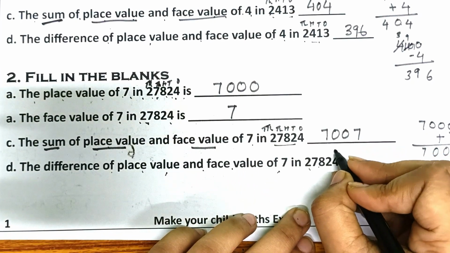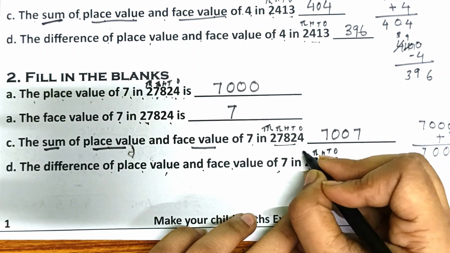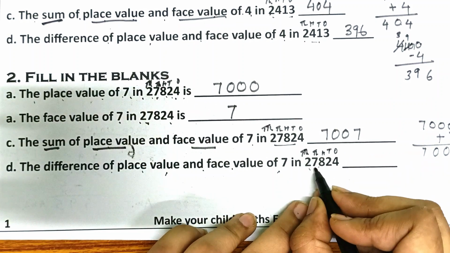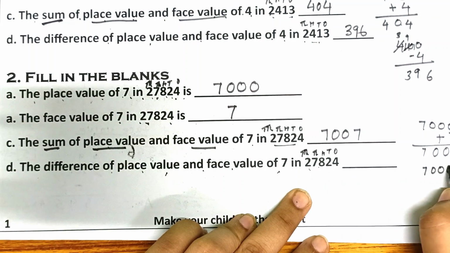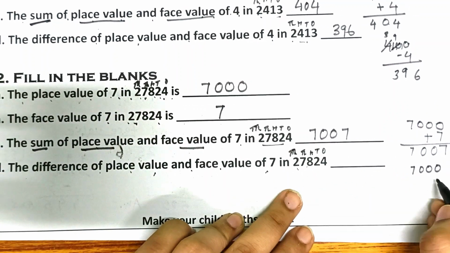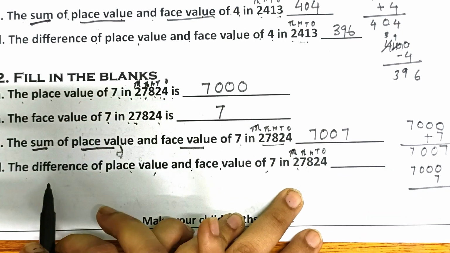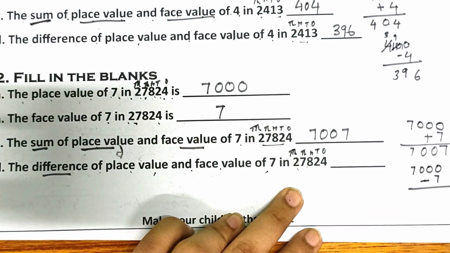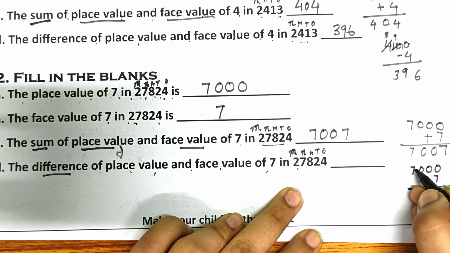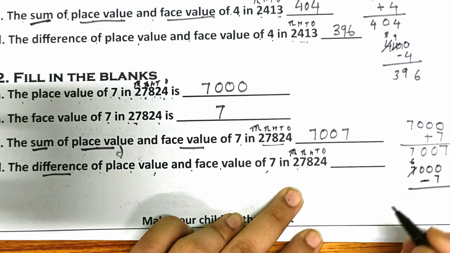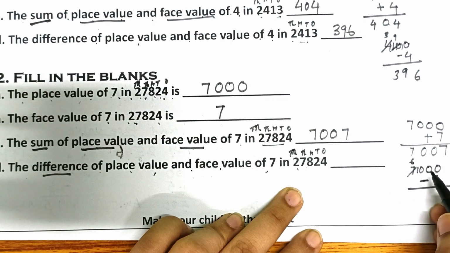Now the next one is the difference of place value and face value of 7 in 27824. So first ones, tens, 100, 1000 and then 10,000. Okay, now see, the place value is 7000 and the face value is the number itself, and we are supposed to find its difference, right? So subtract this. How will you subtract this? See, we cannot subtract 7 from 0. So firstly this 0 will take a carry from 7. 7 will become 6 and this will become 10. Okay. Now this 0 will take a carry from this 10. So this will become 9 and this will become 10. Clear?